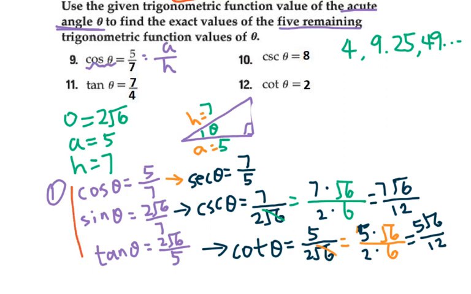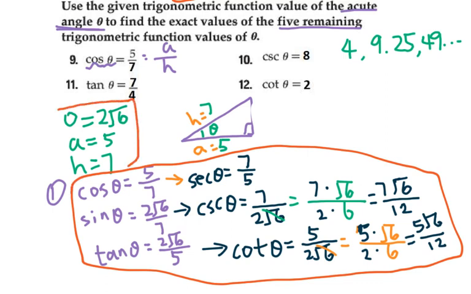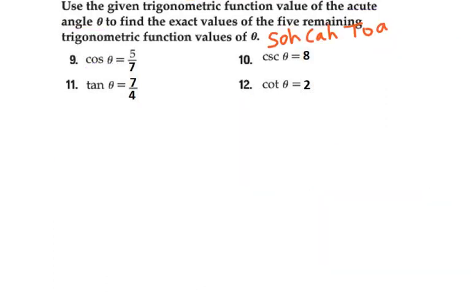So all of these will be my answer. And please label your opposite side, adjacent side, and hypotenuse side, so it's easy to use SOHCAHTOA. Now go to number 10.